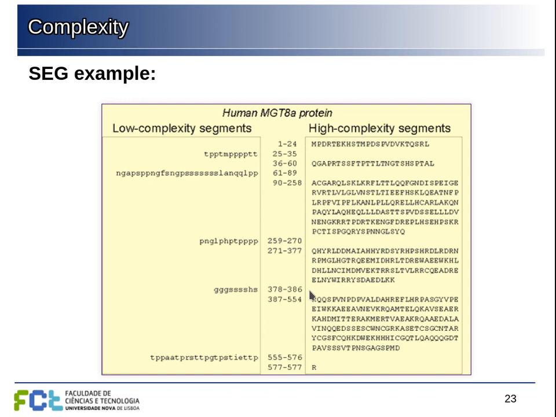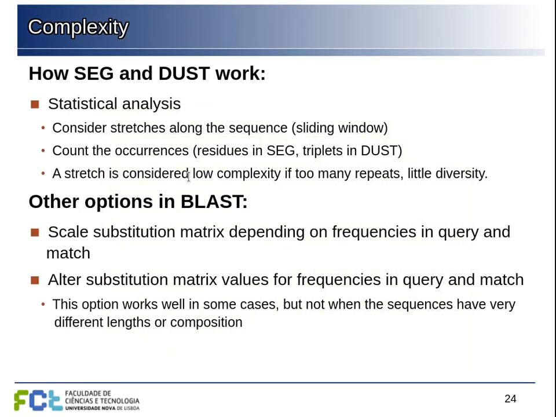This is useful because if we were to use these regions with lots of repetitions, we would greatly increase the number of false positives when matching to sequences in the database. There are other options like scaling the substitution matrix depending on the profiles of the query and the other sequences and so on. So you can either hide parts of the sequences or adapt the substitution matrix to account for those repetitions, for that lower complexity of your query sequence.